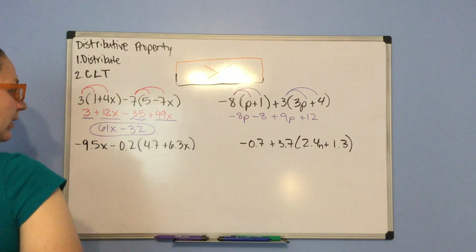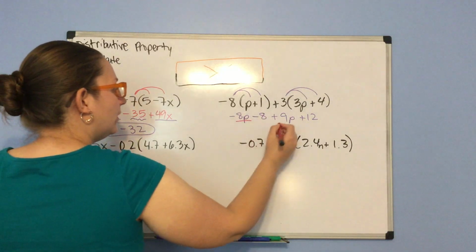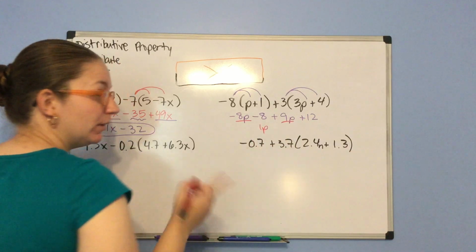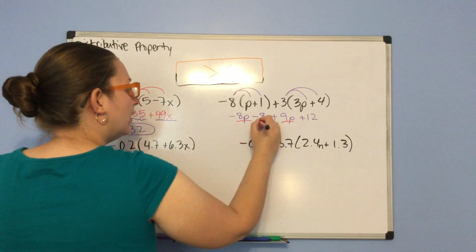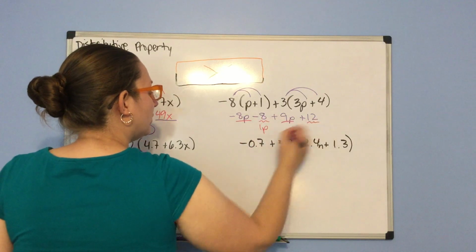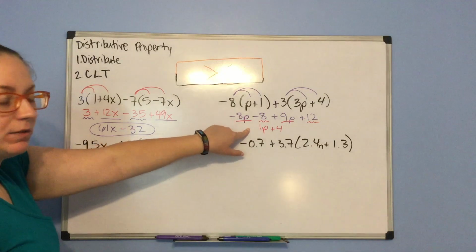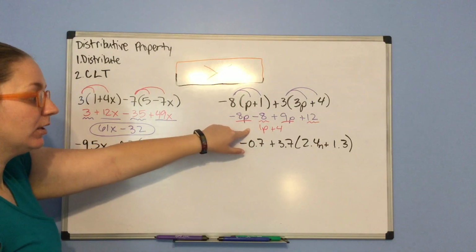Let's see what we can combine here. Negative 8 plus 9 is 1, so you can write that as 1p. I'll show you another way to write it in a second. Negative 8 plus 12 is plus 4. This right here, 1p plus 4, is a perfectly acceptable final answer.